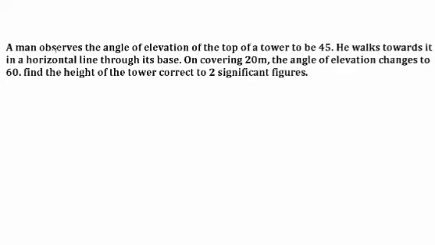Our next question is, a man observes the angle of elevation of the top of the tower to be 45 degrees. So let us make a tower first. Now it is given that the angle of elevation to the top of the tower is 45, so here I am making this angle. This is our 45.